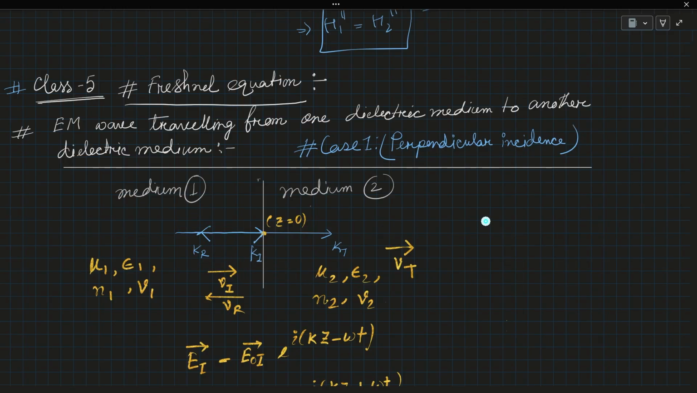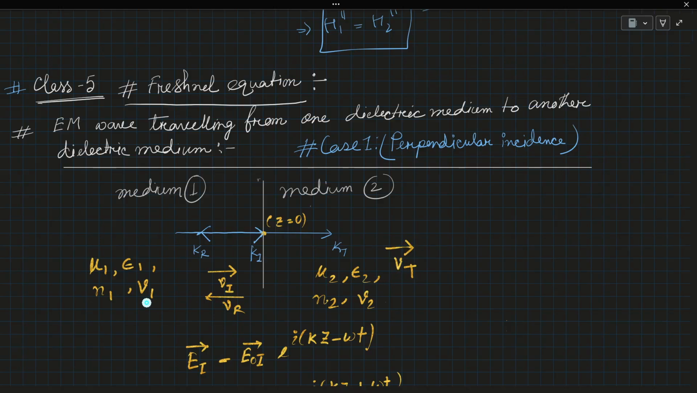Now we need to specify some quantities of these media. Let's say the permeability of medium 1 is mu1, the permittivity of medium 1 is epsilon 1, the refractive index of medium 1 is n1, and the velocity of the wave in medium 1 is v1. And for medium 2, the corresponding terms are mu2, epsilon 2, n2, and v2. Then vi is the velocity of the incident wave, vr is the velocity of the reflected wave, and vt is the velocity of the transmitted wave.